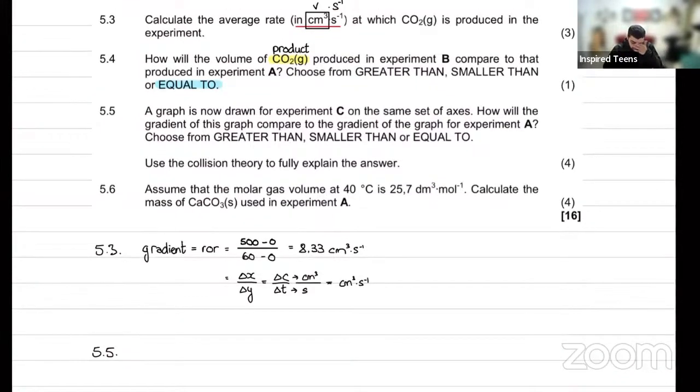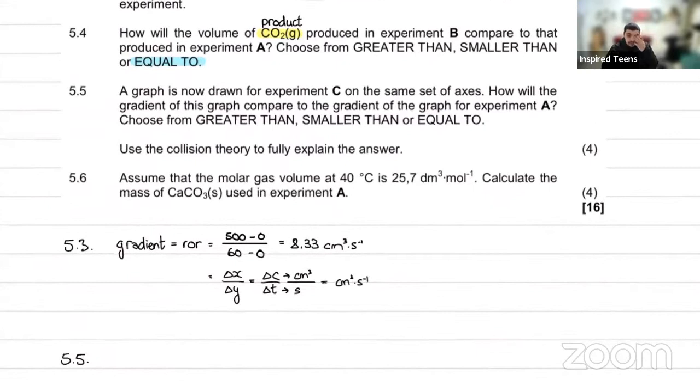All right, let's look at 5.5. A graph is now drawn for experiment C on the same set of axes. How will the gradient of this graph compare to the gradient of the graph for experiment A? Choose from greater than, smaller than, or equal to, and use the collision theory to fully explain your answer. So it might sound a bit tricky initially, but they're telling you a graph is now drawn. How will the gradient of this graph compare?